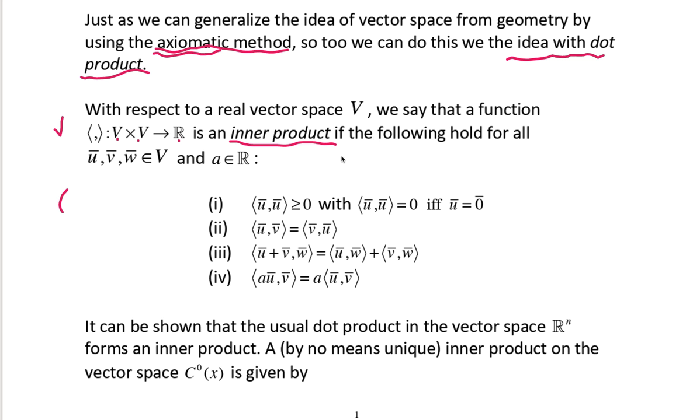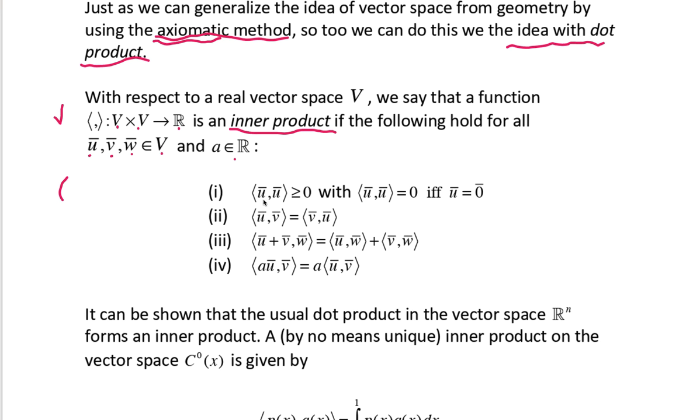Now, in order to be an inner product, the following has to hold. I'm assuming u, v, and w are arbitrarily chosen vectors in what? The vector space V. a is any scalar, any real number. Here's what has to hold. The inner product of any vector with itself has to be greater than or equal to 0, okay? And in fact, the only way you can actually get 0 is if what? You are plugging in the 0 vector for u, okay? So that means for any non-zero vector, the inner product with itself is always going to be positive.